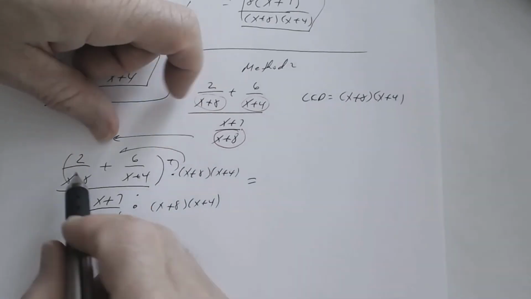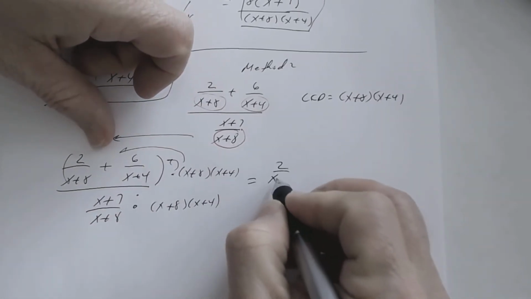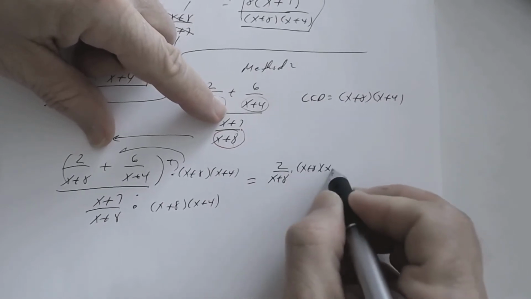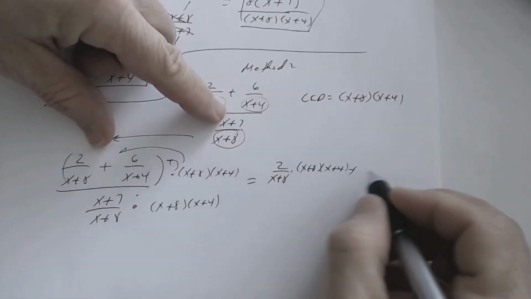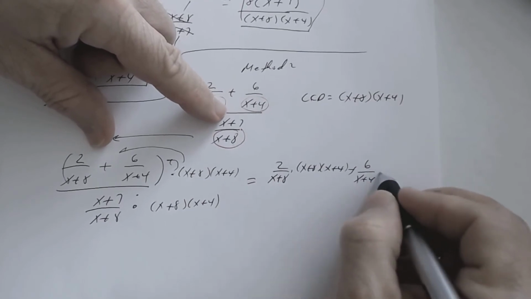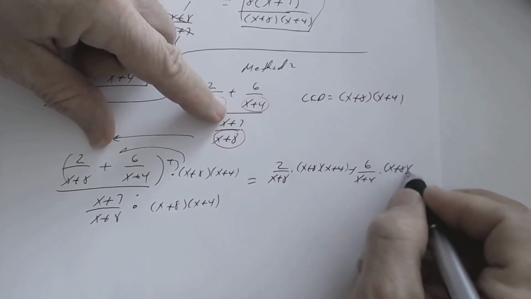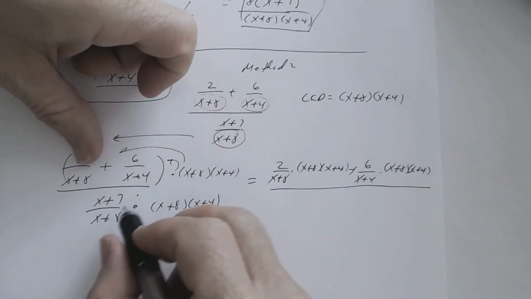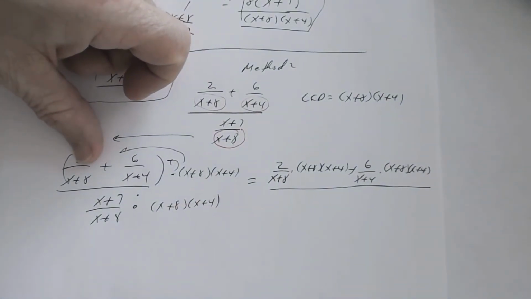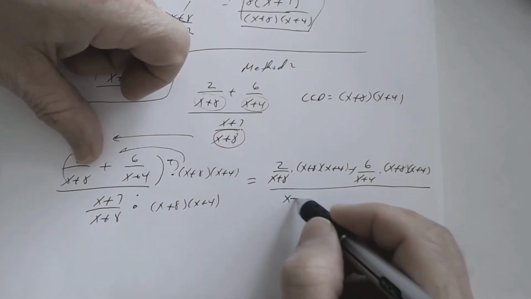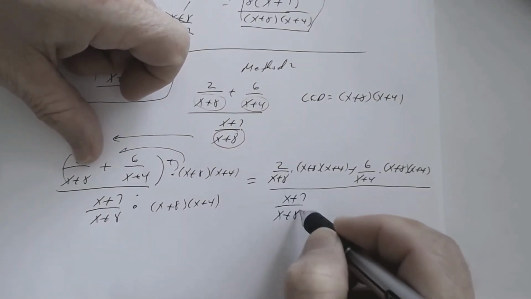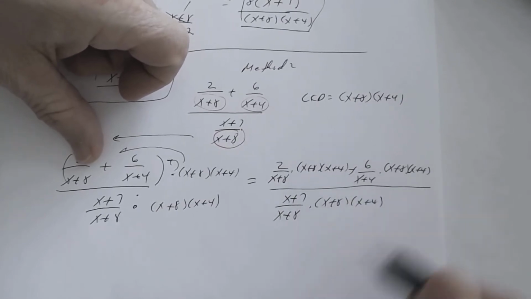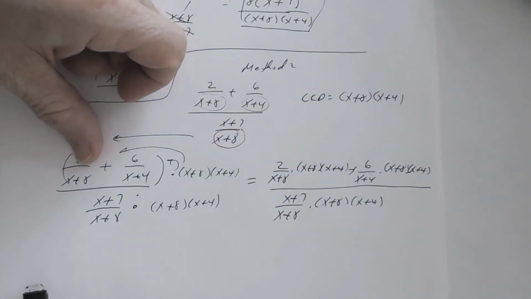2 divided by x plus 8 times the LCD, plus 6 divided by x plus 4 times the LCD, divided by, and let me rewrite it, x plus 7 divided by x plus 8 times x plus 8 times x plus 4. Okay, now at that point, the next step is to divide out any common factor.